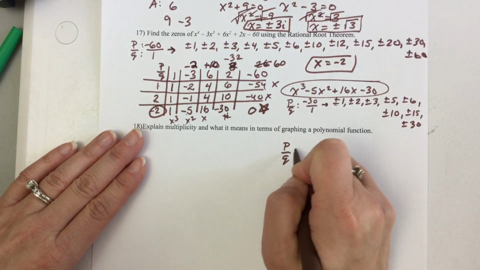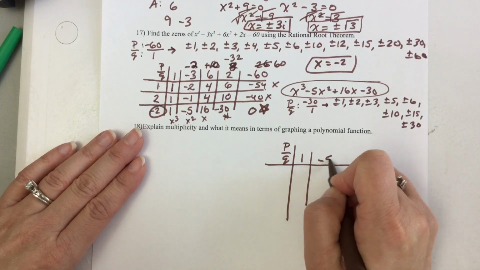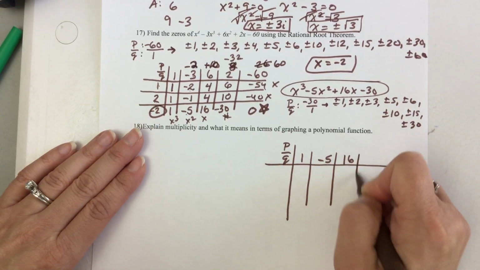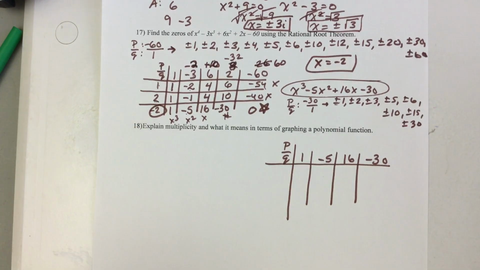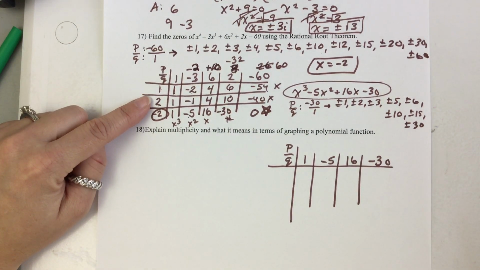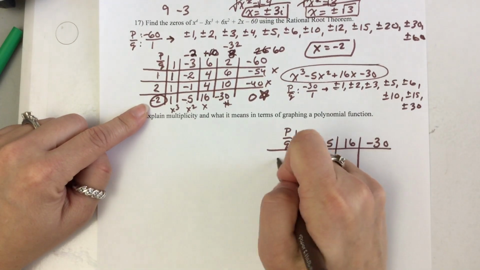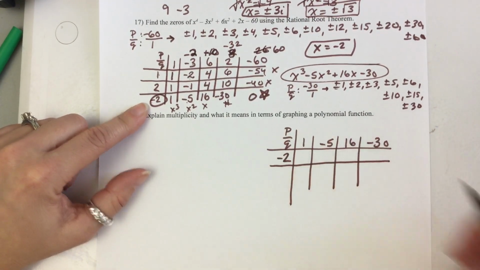I'm going to go ahead and start another table. 1x cubed negative 5x squared 16x minus 30. Now here's the deal. Up here, we already tried a 1 and that didn't work. We already tried a 2 and that didn't work. The first time I got an answer was negative 2. I'm trying negative 2 again because we might have a multiplicity.